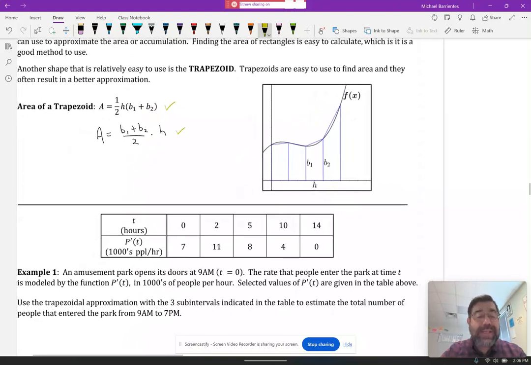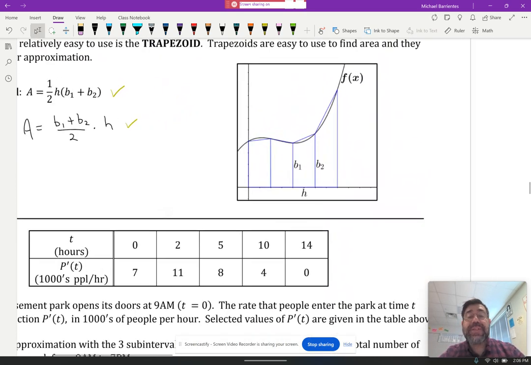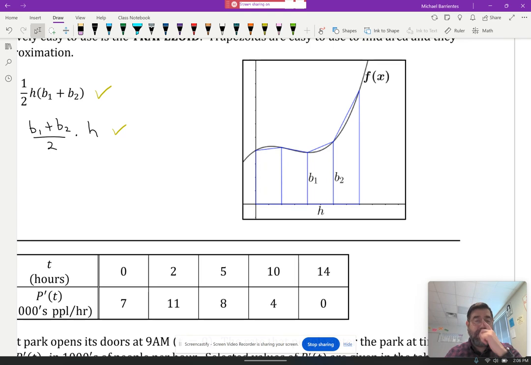And you're going to find that when we look at some AP release problems, they're specifically going to say, find the trapezoidal approximation versus find a left Riemann or a right Riemann or a midpoint Riemann approximation, which means we're going to use rectangles. So if you look at the picture, if you normally think of a trapezoid like this or like this, this would be base 1 and this would be base 2, this would be base 1 and this would be base 2.